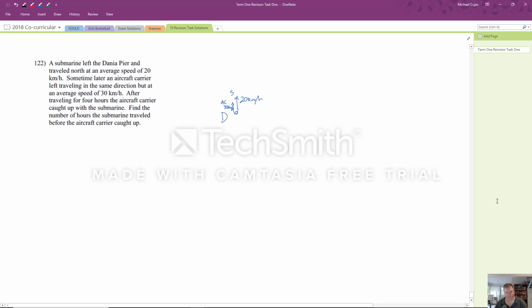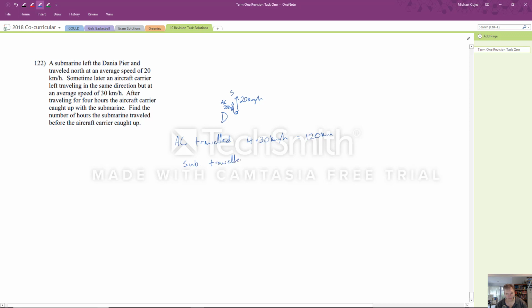Let's have a look. So, whoops, upside down. Sorry for that pause there. So 30 kilometres, 20 kilometres an hour. Okay, it says after travelling for 4 hours, the aircraft carrier caught up with the submarine. So how far did the aircraft carrier travel? Oh, I think this is pretty easy, isn't it? It was 30 kilometres per hour, multiplied by 4 hours. That's 120 kilometres.